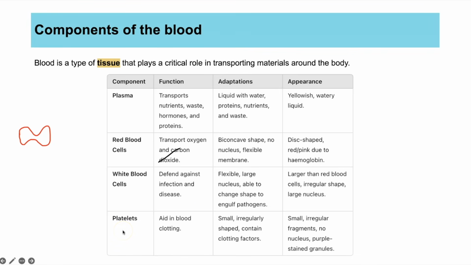And then lastly, the platelets. You don't really need to know this information here about adaptations or appearance, but they are fragments of cells and they help to clot the blood. So that is what causes blood clots. If you have a cut, that's why you eventually stop bleeding. It's platelets trap all the red blood cells and help the blood to clot.